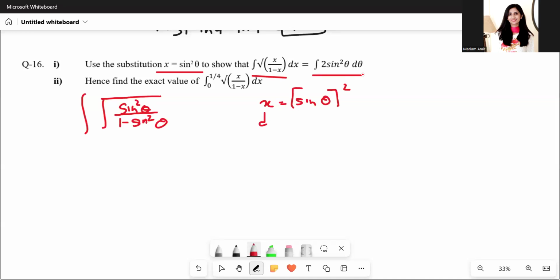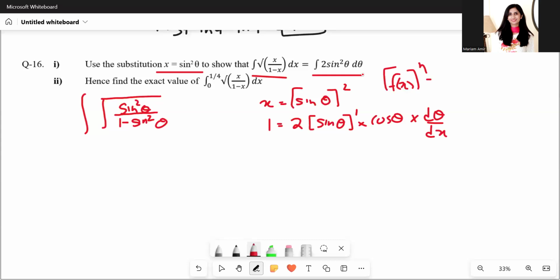Let's differentiate this with respect to x. We differentiate both sides with respect to x. So 1 equals, this will become 2 sine theta power 1, and then we differentiate sine theta again, which gives us cos theta, and times d theta over dx, because we're differentiating with respect to x. And we use this rule here: if it is f(x) power n and we have to differentiate it, it becomes n f(x) power n minus 1 times f prime x. So that's why we differentiated the bracket term, sine theta, again.